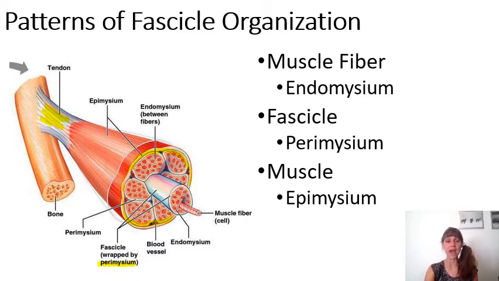The patterns of the organization of the fascicles can be seen whenever you look at a muscle model in lab. You see these lines in the skeletal muscles, and those are actually the fascicles. And these are arranged in different patterns. Sometimes the patterns will help you understand the names of the muscles.